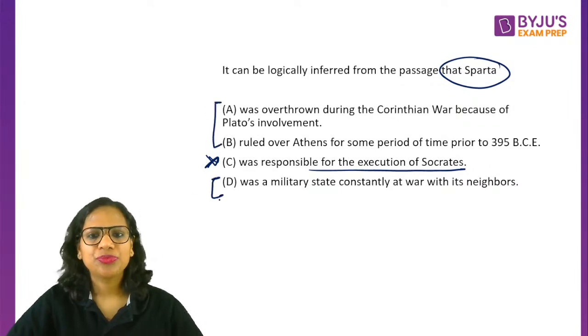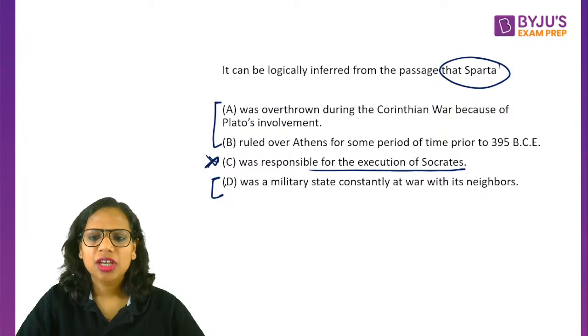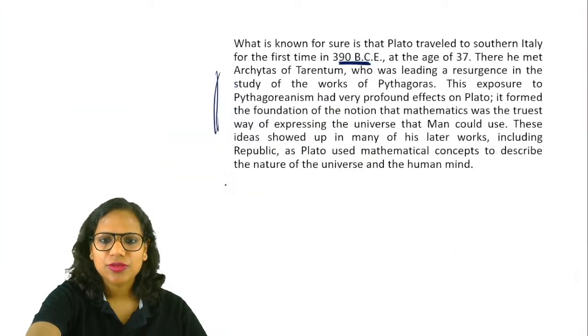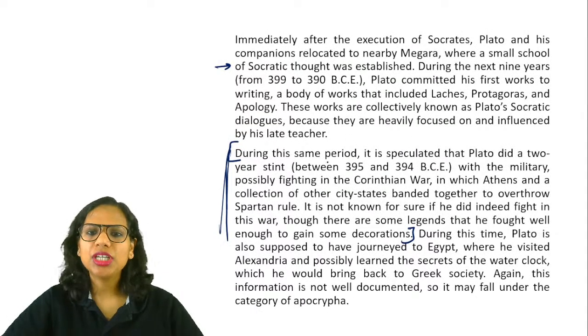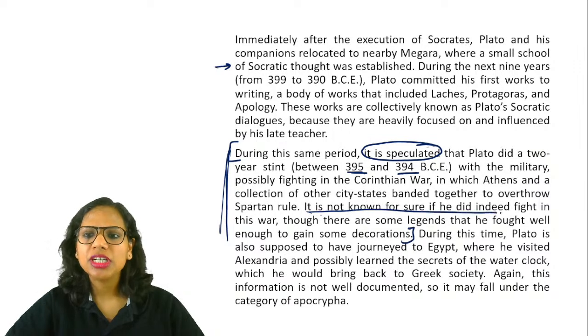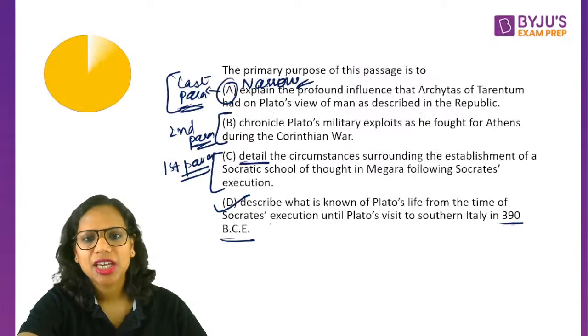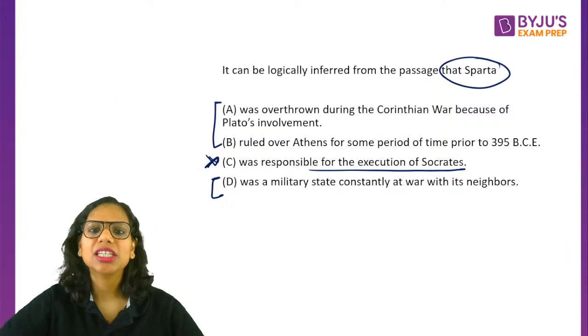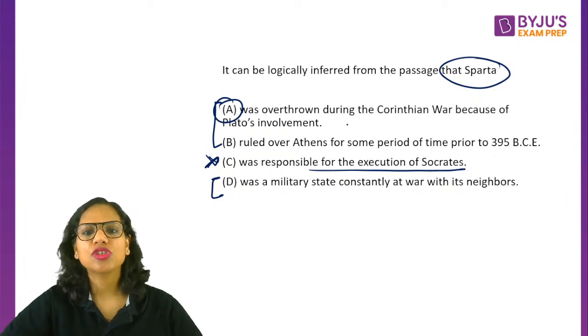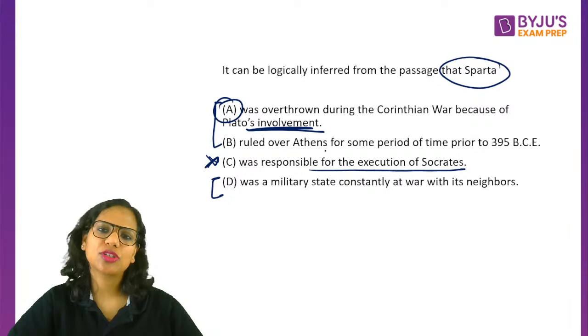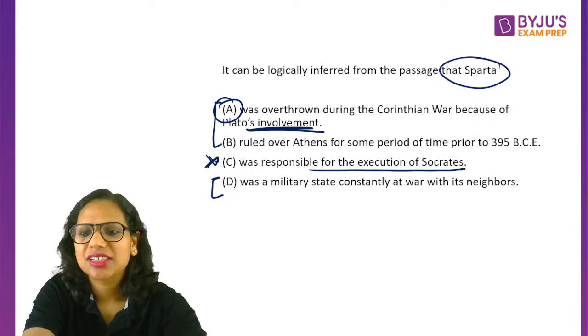So A, B and D. Tell me something. Can I infer A and D? First of all, if I go back, during this same period, it is speculated that Plato did a 2-year stint between 395 and 394 BCE with the military. It is speculated, so we aren't really sure about it. So it is not known for sure if he did indeed fight in this war. So that is not certain. If it's not certain whether he fought in the war or not, then can A be the answer? That Sparta was overthrown during the Corinthian War because of Plato's involvement. We aren't even sure about Plato's involvement. Then how can A be the answer?